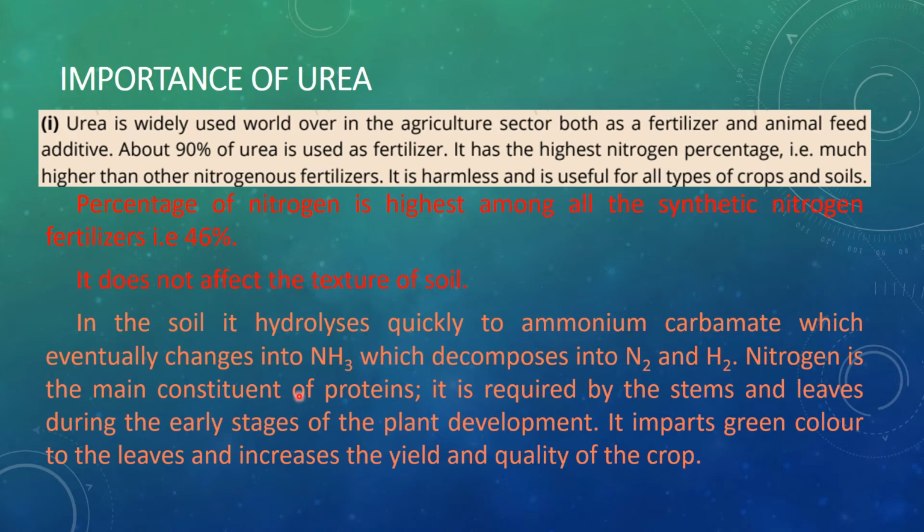Nitrogen is the main constituent of protein and is required by the stem and leaves of the plant, especially in the early stages of plant development. So in this way, urea is also the best source for the production of nitrogen there, and it also imparts green color to the leaves and increases the yield and quality of the crop.